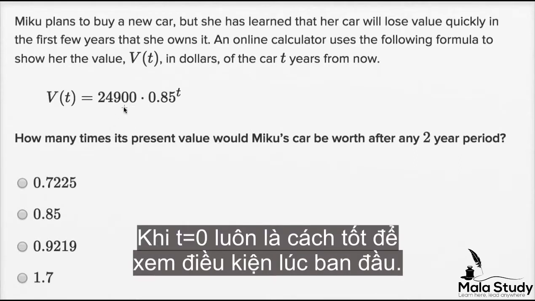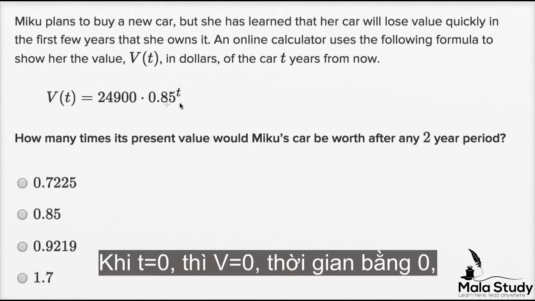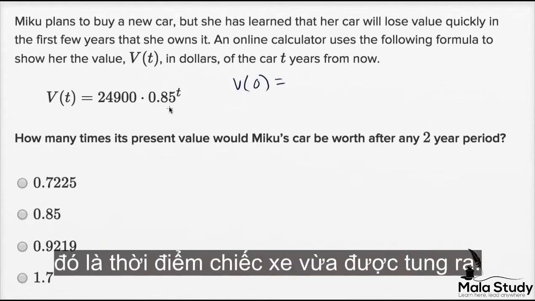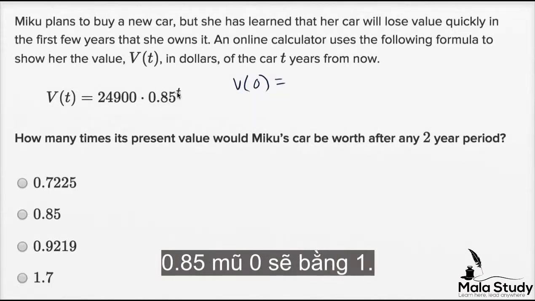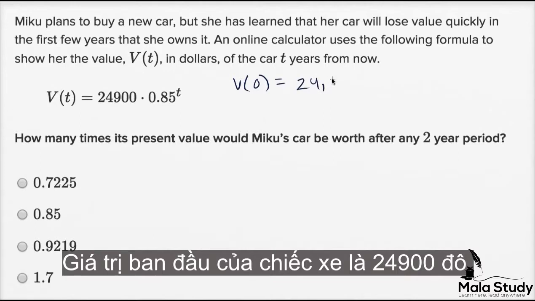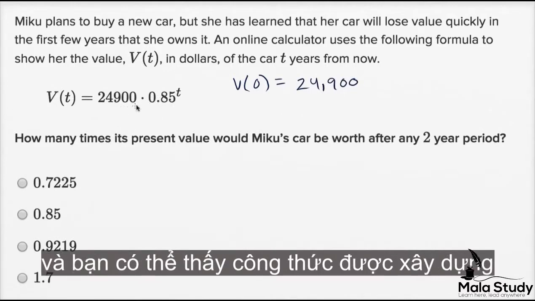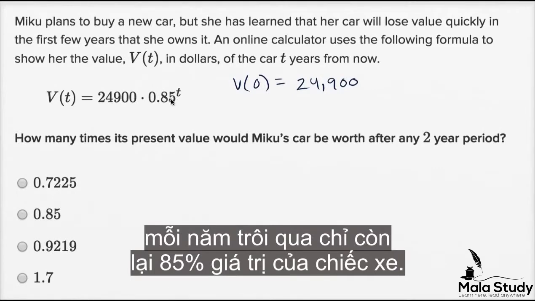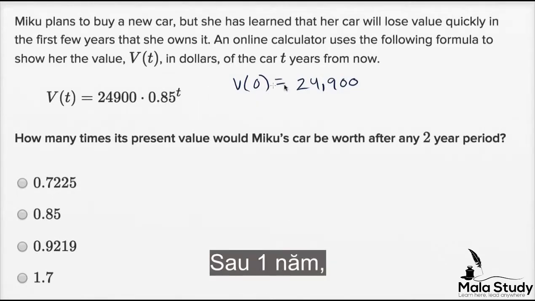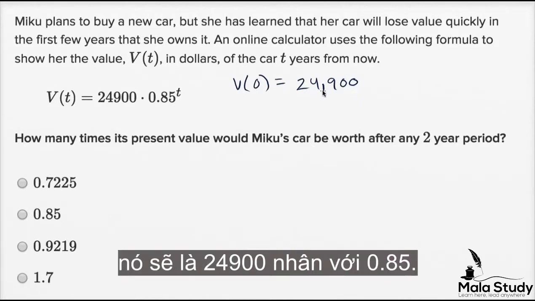So when t equals 0, it's always good to see the starting conditions. When t equals 0, so V of 0, that's when the car is brand new, 0.85 to the 0 power is just going to be 1. So the brand new value of the car is $24,900. And you can see where this is constructed: every year that goes by, we're only going to retain 85% of the value. So after a year, it's going to be 24,900 times 0.85 once.